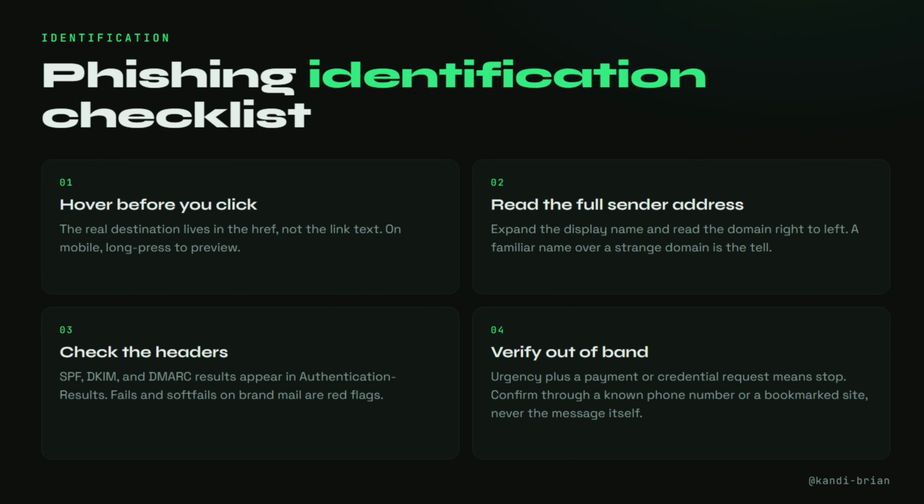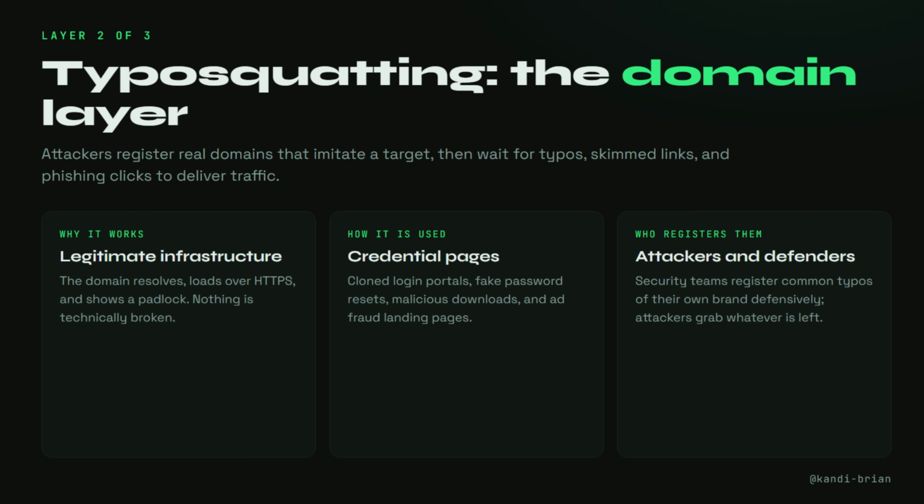And now we move down the layer. Phishing needs somewhere to send you to. And that brings us to typosquatting. Attackers registering real, functioning domains that imitate a target. This works so well because the typosquat domain is legitimate infrastructure. It resolves. It loads over HTTPS. It shows a padlock. Nothing is technically broken because the attacker genuinely owns that domain. The deception is entirely in the name. These domains host cloned login portals, fake password reset pages, malicious downloads, and ad fraud landing pages.